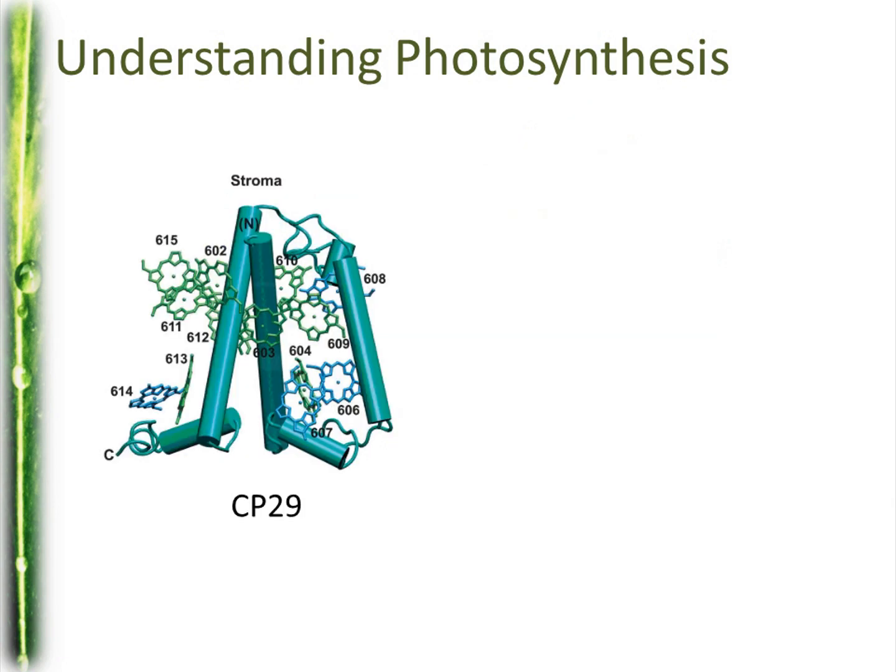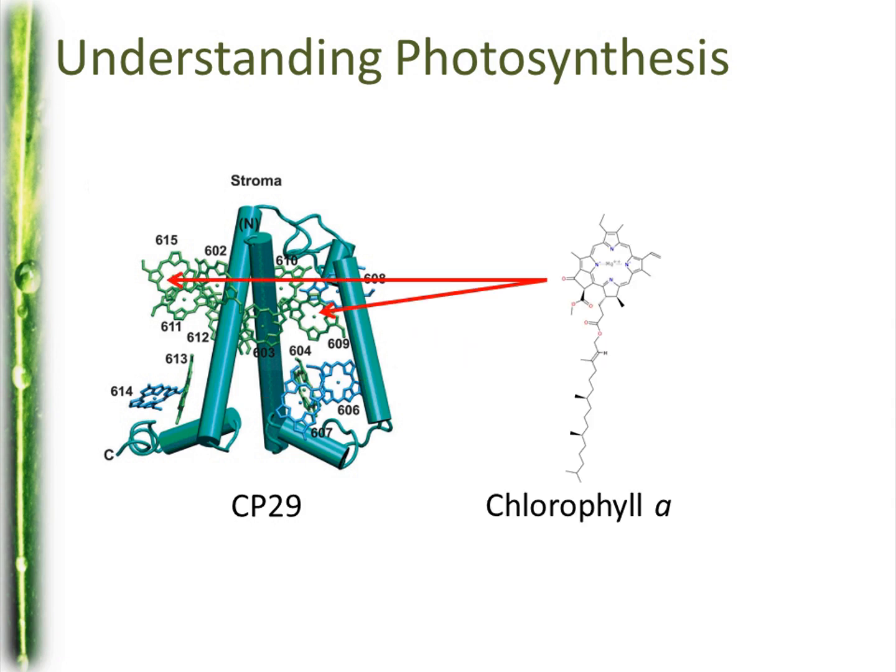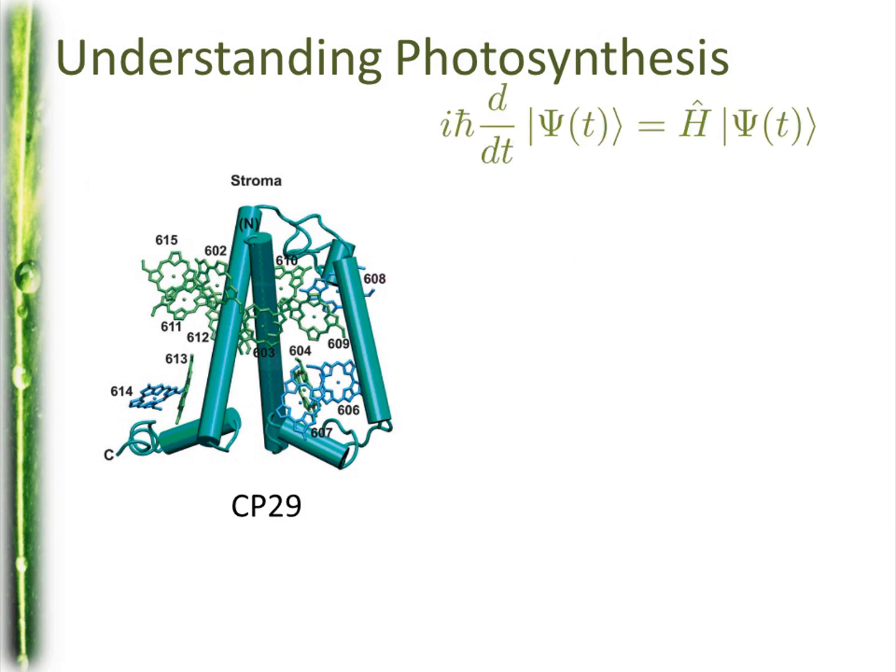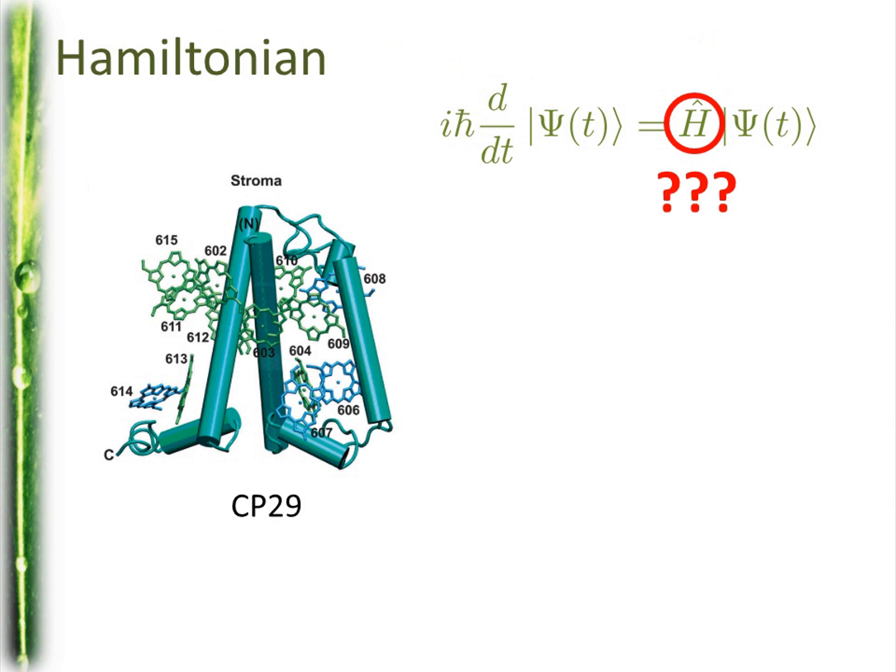Like all light harvesting complexes, CP29 consists of pigment molecules and a protein backbone. We will concern ourselves only with chlorophyll pigments that give leaves their green color. Energy transfer dynamics is determined by the system Hamiltonian. The main problem in modeling energy transfer is therefore to determine this Hamiltonian.